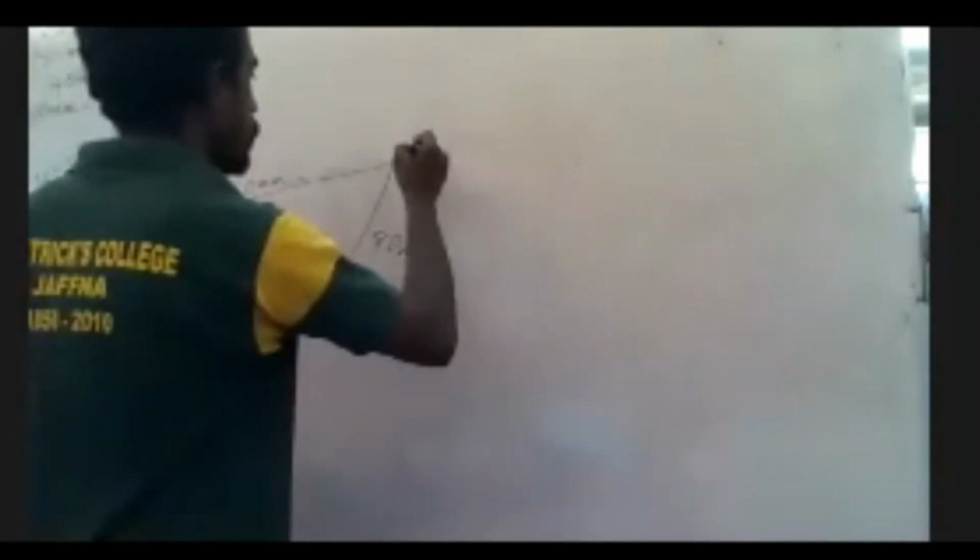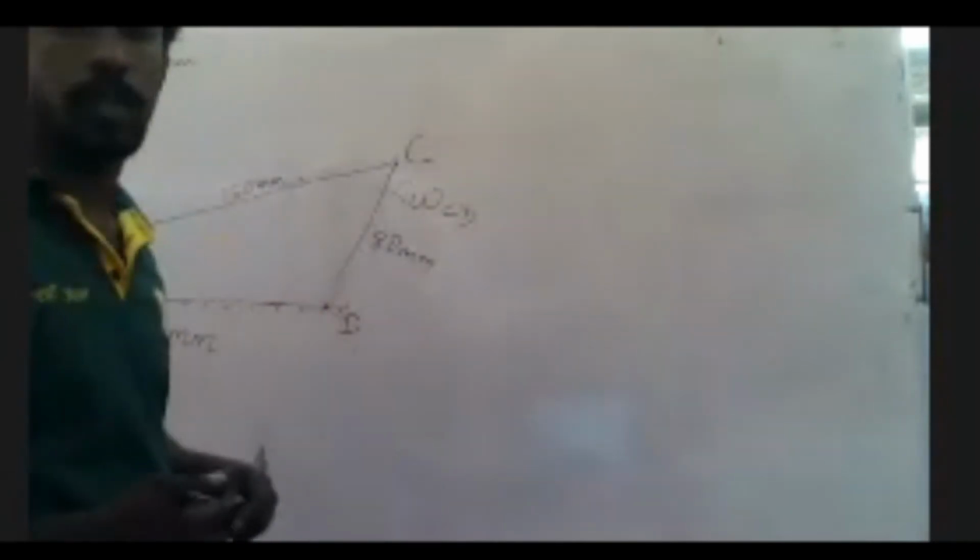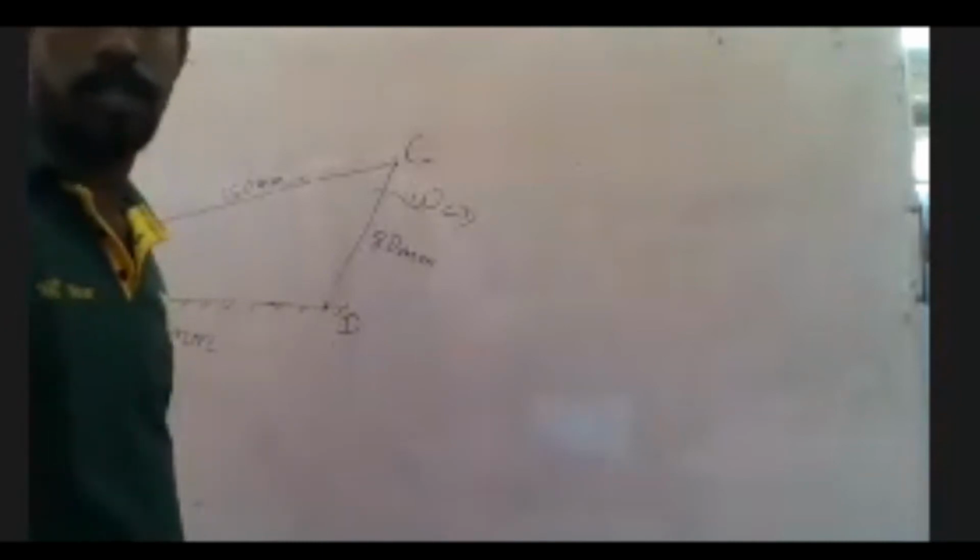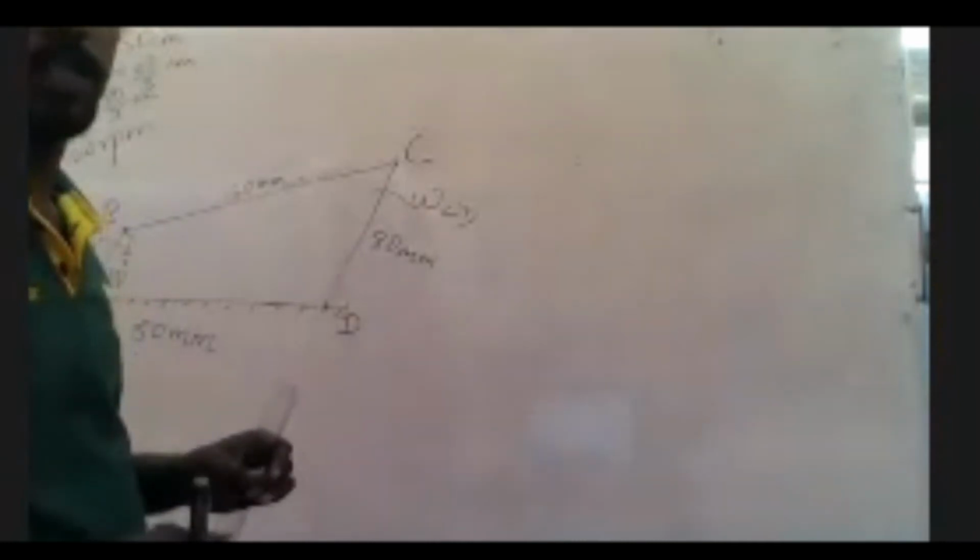Okay, this is our final 4-bar shape. Now we see the question. Find the angular velocity of link CD. So I need to find the angular velocity of CD when the angle BAD is 60. This is the relative velocity method.